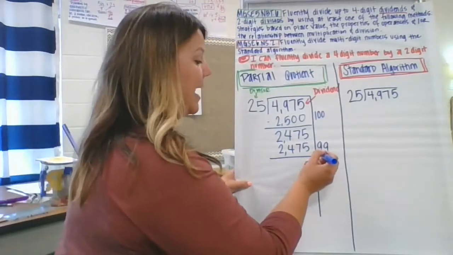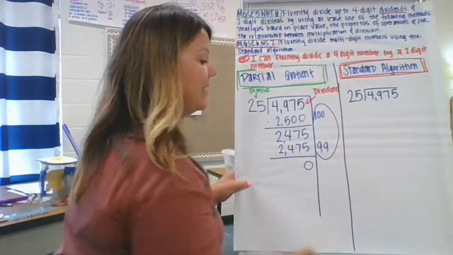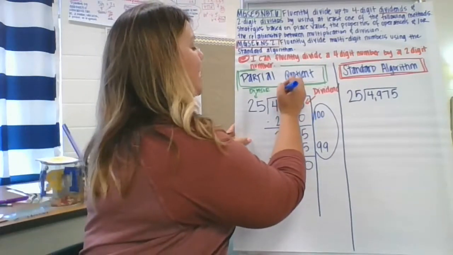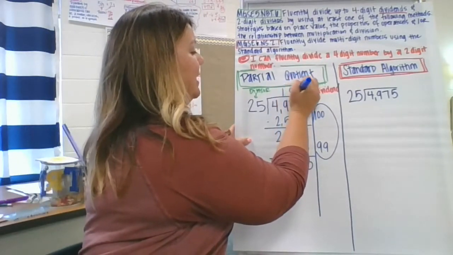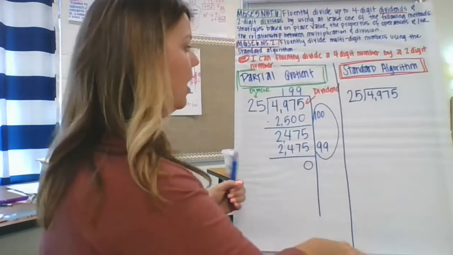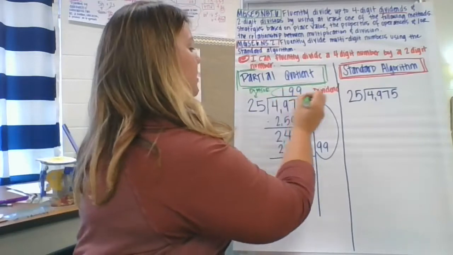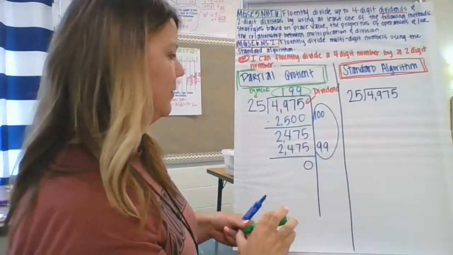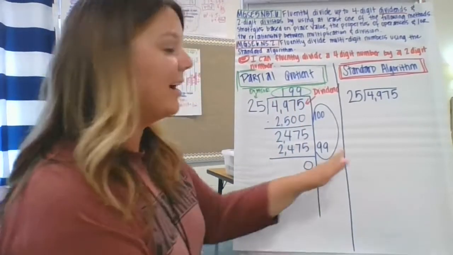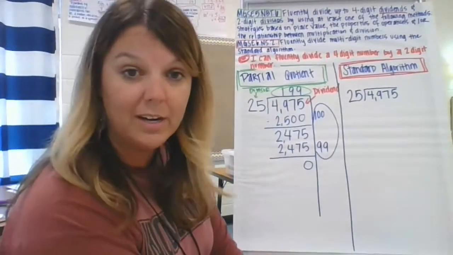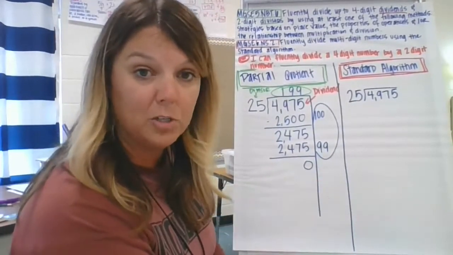I'm going to take my quotient, combine these numbers to get my quotient. 100 plus 99 is 199. Now, the answer to a division problem is called the quotient. All right, so using the standard algorithm, this problem is actually not going to look very much different because this was pretty short. So this was a good problem to use partial quotient to solve.